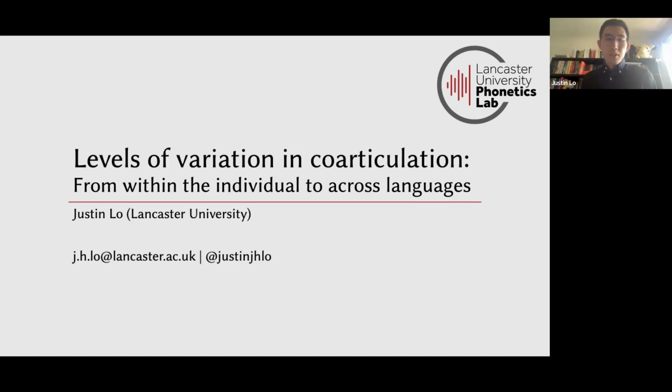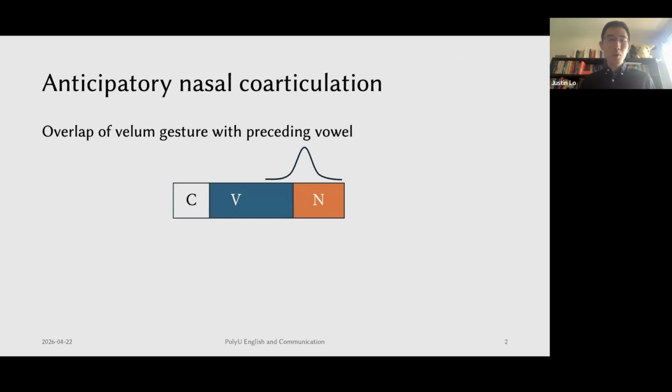Today, I'm going to be sharing more of some of my work from the more phonetic side that I've been doing. And some of it also links up with the forensic side, with some implications there. But yeah, I'll be talking about co-articulation. What I'm going to be primarily focused on today is the phenomenon that we call anticipatory nasal co-articulation.